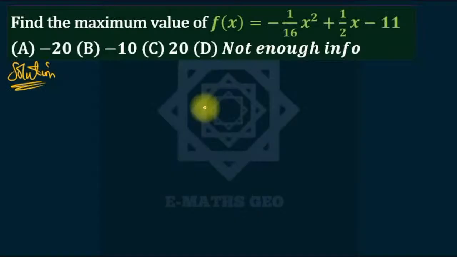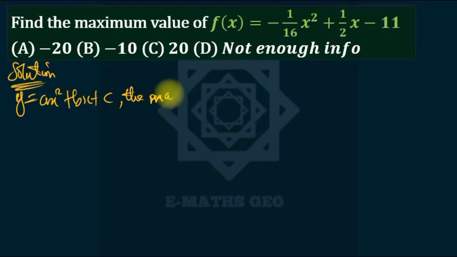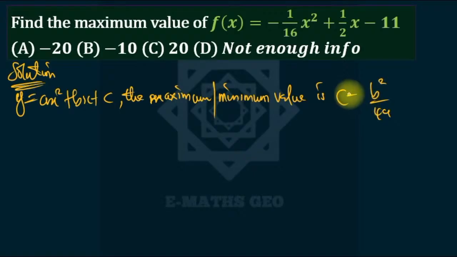So let's find the maximum value of this. For every given quadratic function, that is y equals ax squared plus bx plus c, the maximum or the minimum value is c minus b squared over 4a. So the formula for it, if you are given y equal to ax squared plus bx plus c, the maximum value is c minus b squared over 4a.